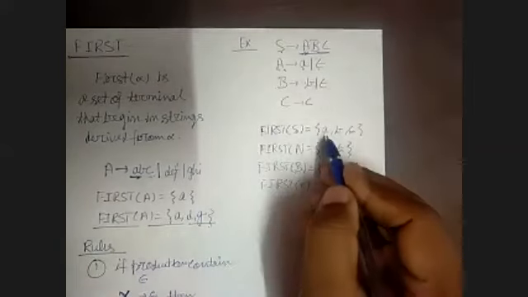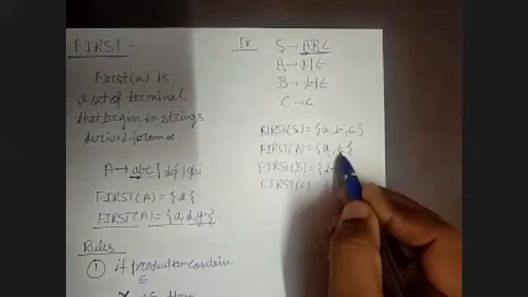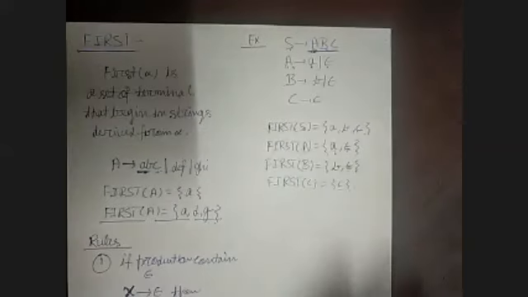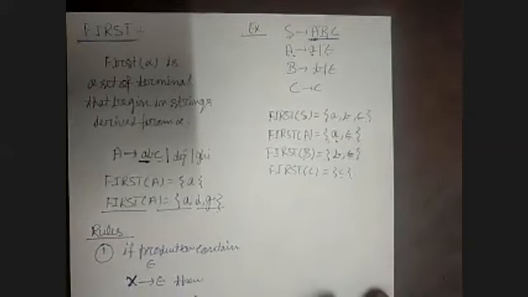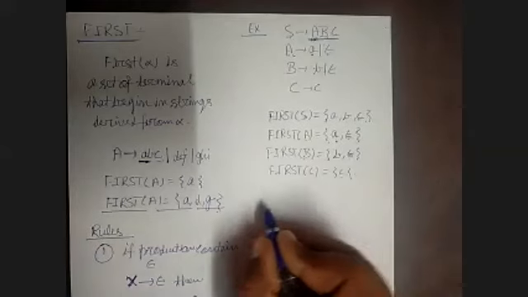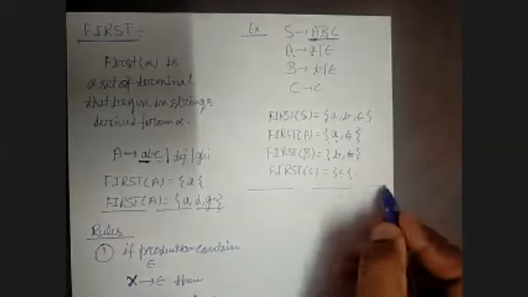So first of S is a, b, c. First of A is a and epsilon. First of B is b and epsilon. And first of C is c. Is that clear? Now, take one more example and try to solve it on your own. It's good for you if you try on your own.